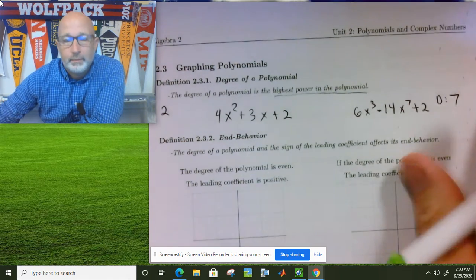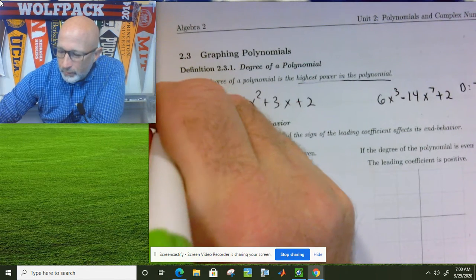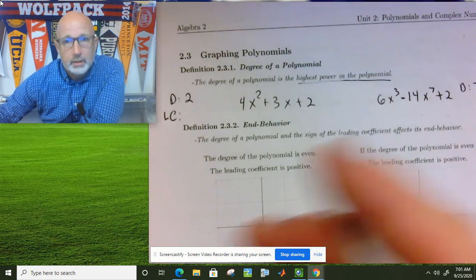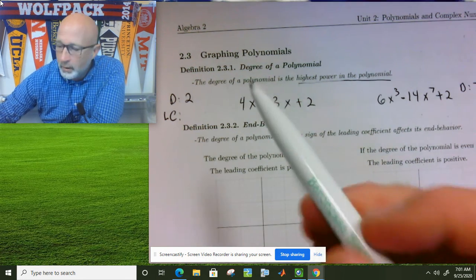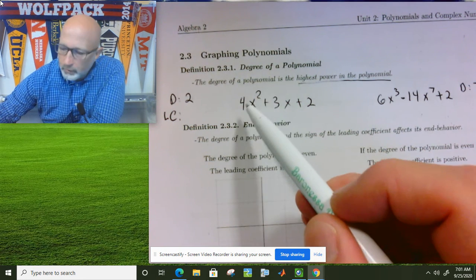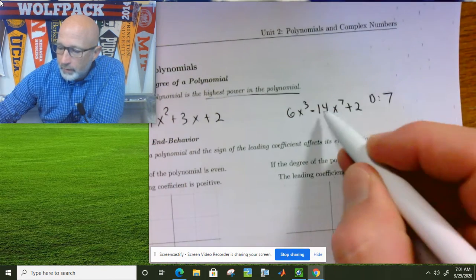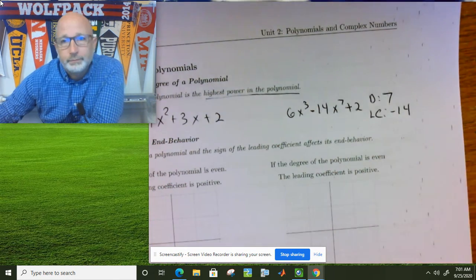polynomial is 7. We also have to learn something that's called the leading coefficient, which we've talked about before, but the leading coefficient is simply the coefficient that comes before the variable at the highest power. So that's the highest power, 2. So the leading coefficient is 4. Here the highest power is 7, so the leading coefficient is negative 14.